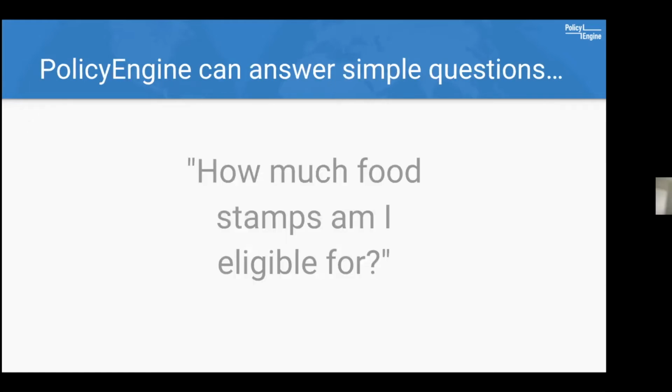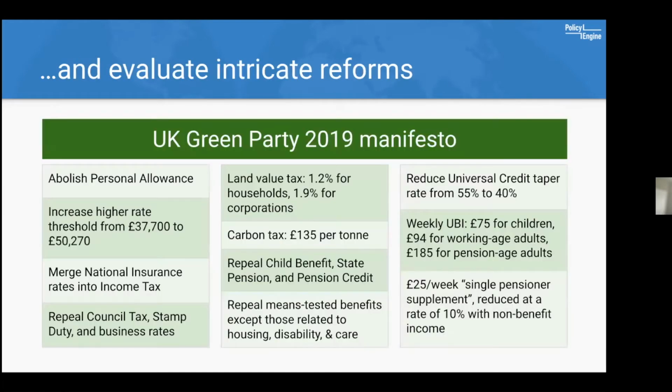So we can answer pretty simple questions with this, everything from how much food stamps am I eligible for, to, on the UK side, some pretty intricate reforms. The Green Party released a manifesto in 2019, which was very far-reaching, everything from tax reform to UBI, to even a land value tax, a carbon tax, and some new policies like a single pension supplement. We were able to work with them to score the whole policy together and view that in an interactive app.